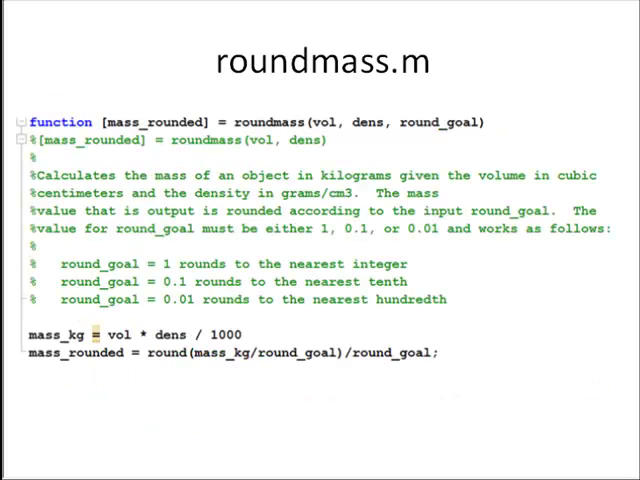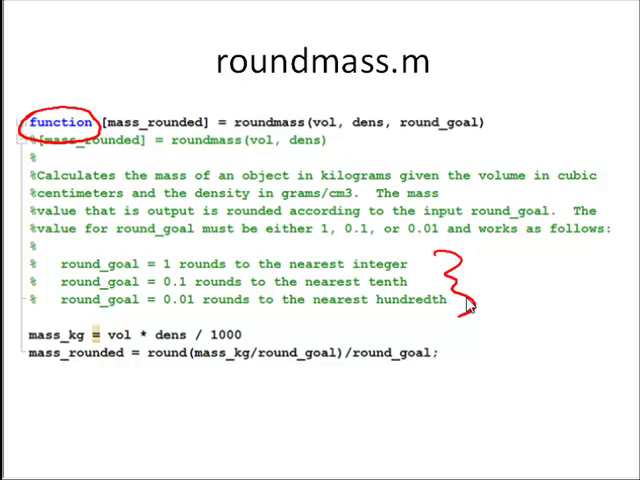So the function M file is called roundmass.m. Again, this one is a function M file as indicated by the function command being the first command in this M file. Now, this roundmass function accepts three inputs: the volume, the density, and a rounding goal. And there are some instructions here as to how that rounding goal works.